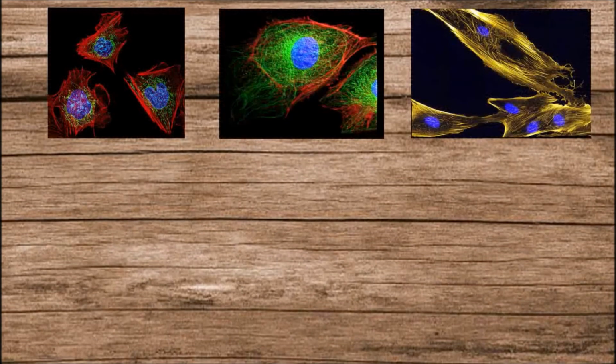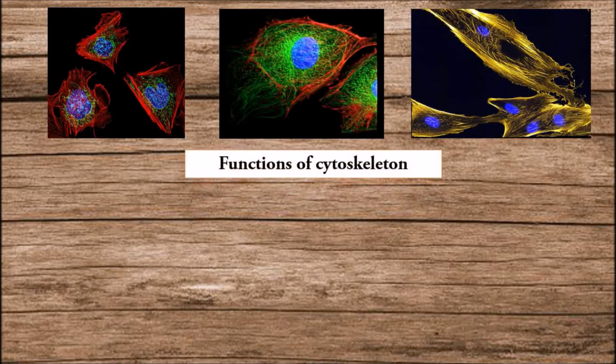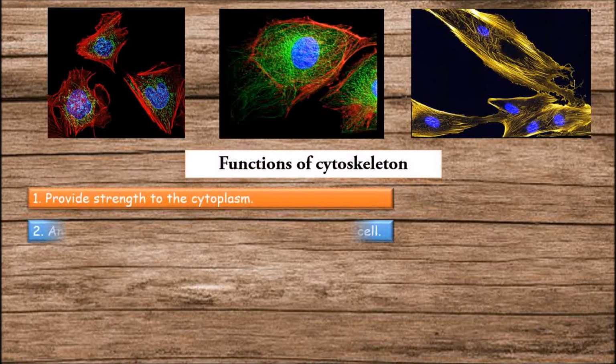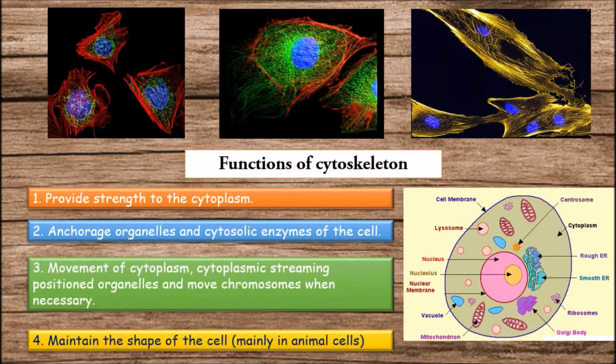Now, let's list out the major functions of the cytoskeleton. Provide strength to the cytoplasm, anchor organelles and cytosolic enzymes of the cell, movement of cytoplasm, cytoplasmic streaming, positioning organelles, and move chromosomes when necessary, maintaining the shape of the cell, mainly in animal cells.